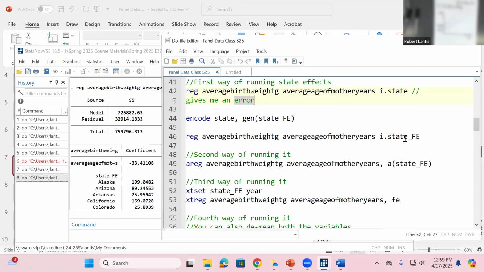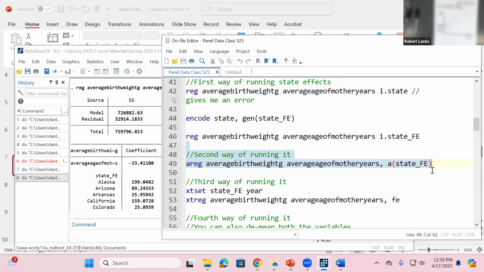So that's kind of our first look at fixed effects. Is this sounding familiar to things we've already done, hopefully? Right, we're using that i. command. We're just including a bunch of dummy variables. Now, there's another way of running this. And I'm going to try to do this from memory. I probably should have looked this up.